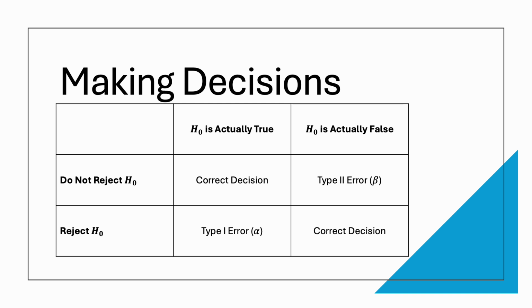Type 1 error is represented with a symbol known as alpha. This is a Greek letter. And then the type 2 error is represented with a symbol known as beta. This is another Greek letter.